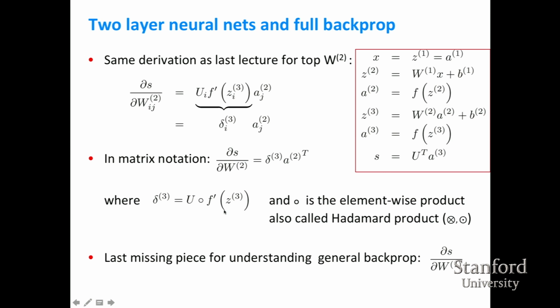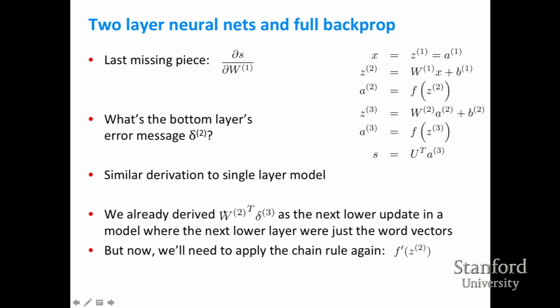So, all right. The last missing piece, W1, the gradient for it. And so the main thing we have to figure out now is what's the bottom layer's error message, delta 2, that's coming in. And I'm not going to go through all the indices again.